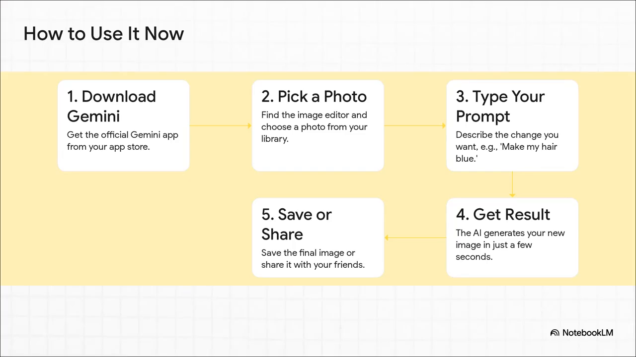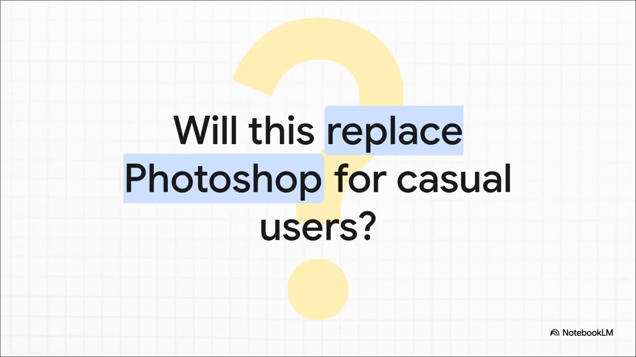All right, if you're itching to try this yourself, good news. It could not be easier. First, just download the official Gemini app. Once you're in, find the image editing section and just pick a photo from your camera roll. Then, type in what you want to do, something like change the background to a beach at sunset. And in just a few seconds, you'll have a brand new image ready to save or share. It's really that simple.